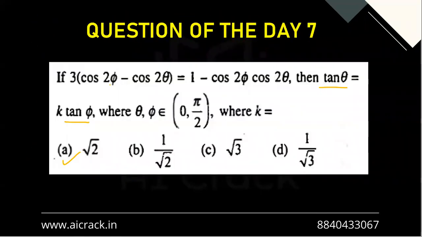Let me summarize it once again. The main idea was dependent on tan θ equals to k tan φ. Having tan over here and cos 2φ and cos 2θ over here, that gave me an idea that we have to convert it into half angle formula in terms of tan θ or tan φ.